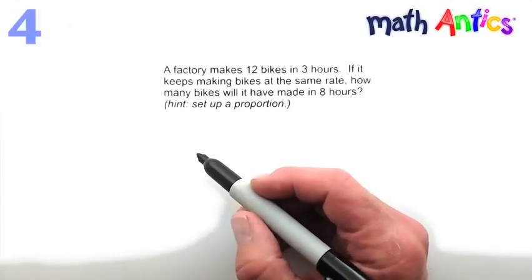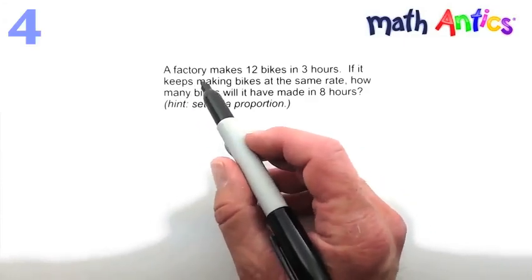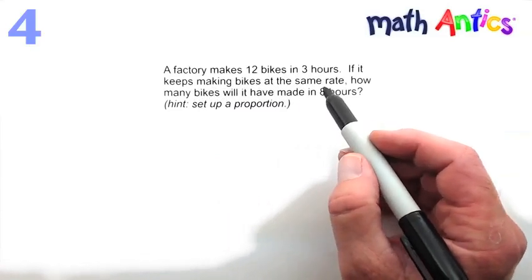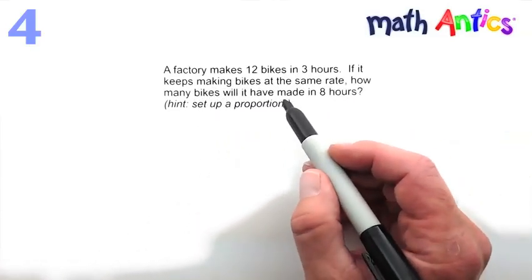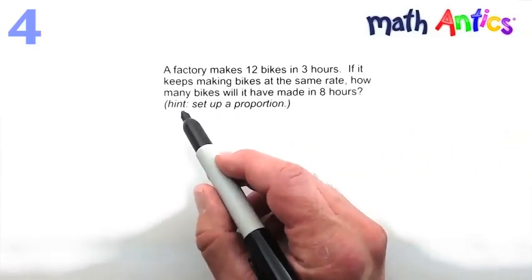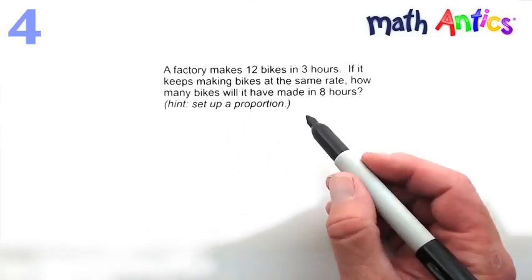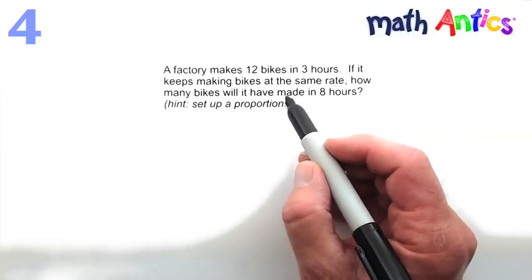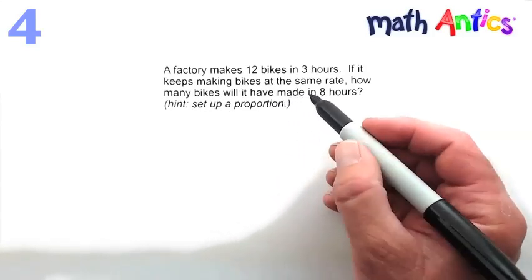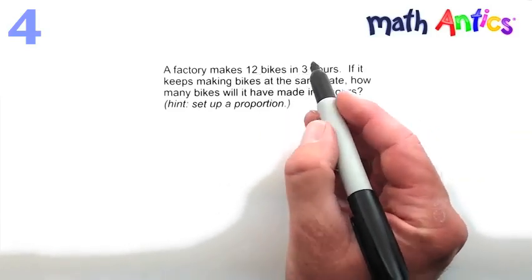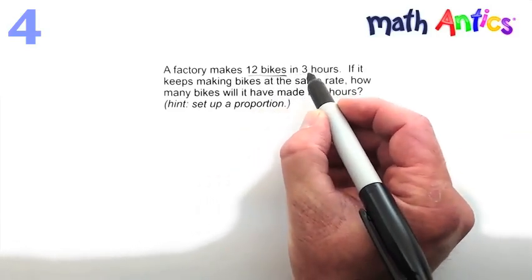All right, next we have a word problem that says, a factory makes 12 bikes in 3 hours. If it keeps making bikes at the same rate, how many bikes will it have made in 8 hours? Hint, set up a proportion. Okay, so this is a real-world problem where we need to find an unknown. We need to know how many bikes the factory can make in 8 hours, and we start by knowing how many it can make in only 3 hours, that it makes 12 in 3 hours.